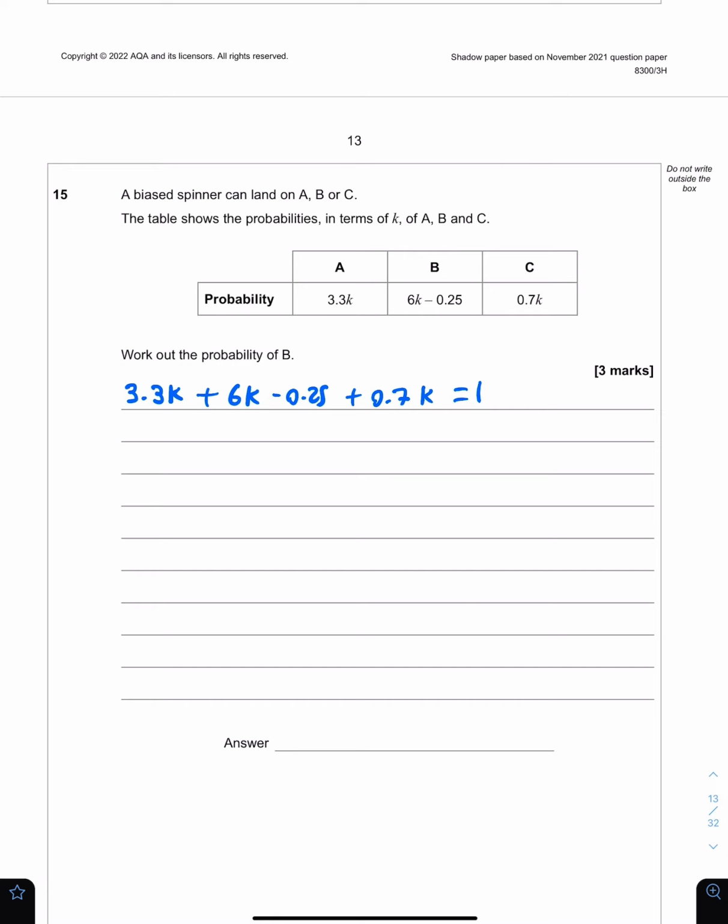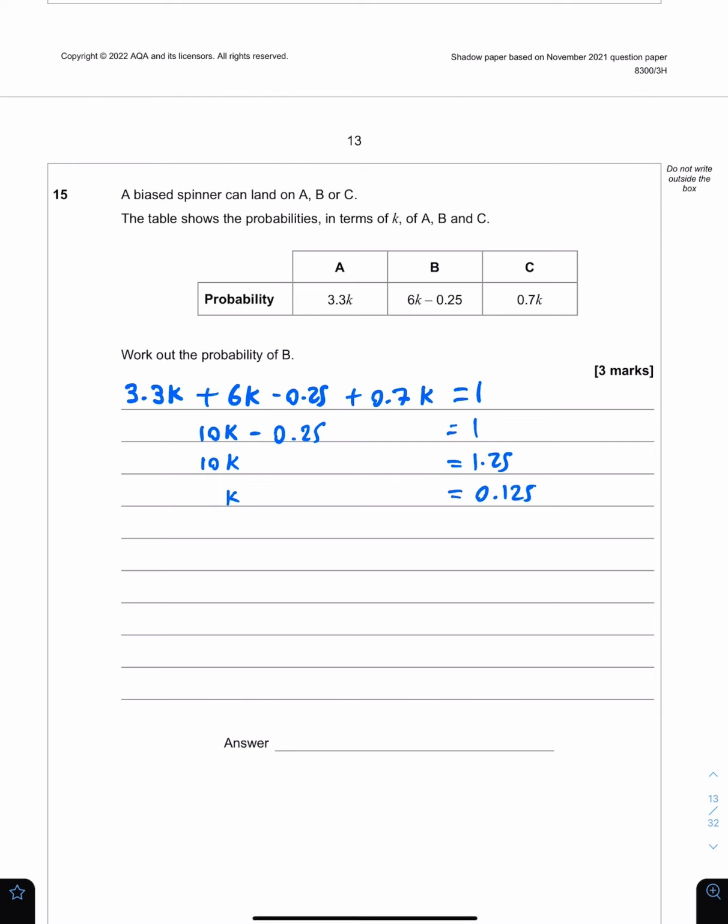Now let's collect the like terms. So 3.3K plus 6K is 9.3K plus 0.7K, which is 10K. So 10K minus 0.25 is equal to 1. If I add 0.25 to both sides, I get that 10K is equal to 1.25. I mean, I know I should use a calculator, but even for that one, oh my gosh. So K is going to be 0.125, dividing both sides by 10.